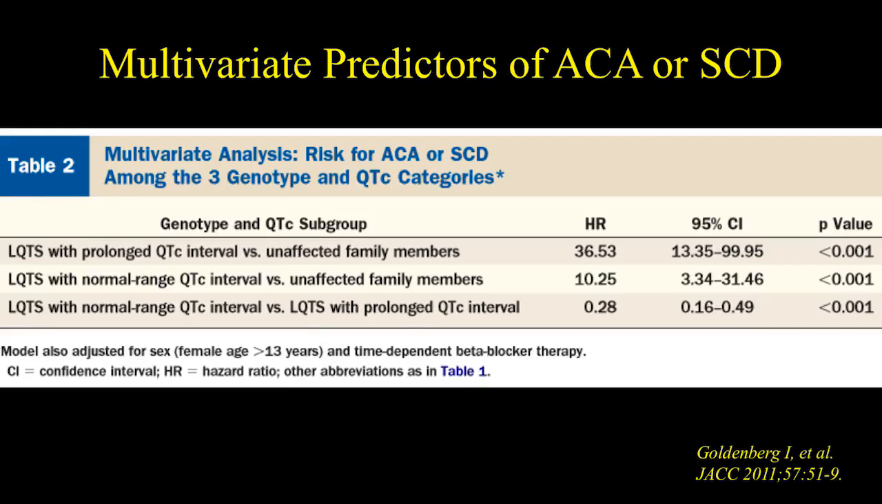So if you look at genetic analysis, if you look at genetically proven long QT syndrome, who has a prolonged QT, their risk of dying suddenly is 36 times higher than a gene negative family member. If you look at a genetically proven long QT person who has a normal QT, they still have a tenfold higher risk of sudden death than a gene negative family. And again, these are all genetically proven long QTs, but the guy who's got the normal QT versus the long QT, his risk is less than a third. So having a longer QT clearly is bad. So how do we treat it?